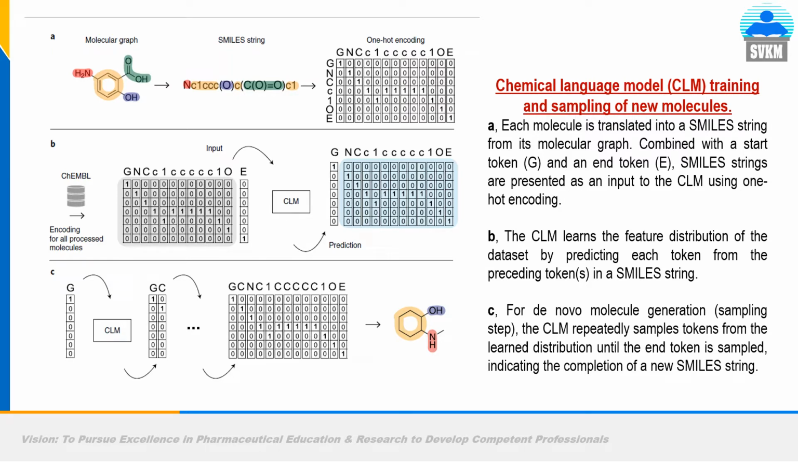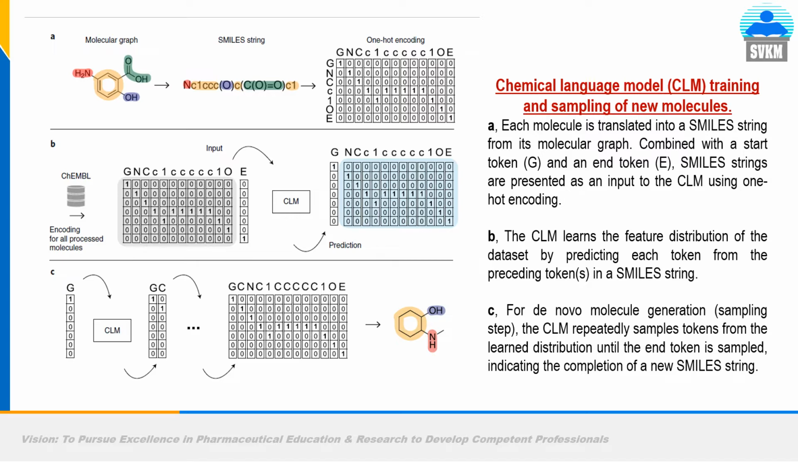Another image is B. The CLM, that is chemical language model, learns the feature distribution of the dataset by predicting each token from the preceding tokens in a SMILES string. SMILES is the simplified molecular input line entry system, a way to represent molecular structure in a linear pattern. So how the next letter or the next atom or next bond comes in the series of SMILES is based on the earlier experience or the earlier tokens. Token means an individual member of the string or the SMILES.